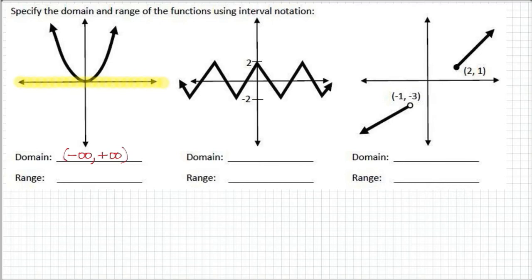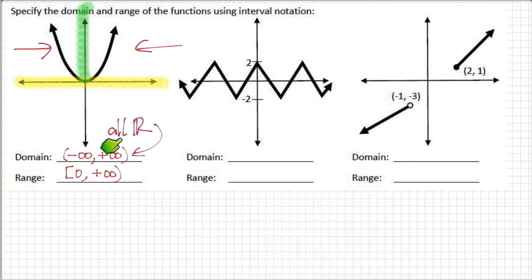Cast a shadow of the graph upon the y-axis as if we had light shining in either direction, casting the shadow on the y-axis. This now describes my range, numbers greater or equal to 0, and that's what we show here. Now I could write the following, all real numbers, as a replacement for this, but since we're using interval notation and we want to get used to it, we write it like that. Okay, so then we have this here.